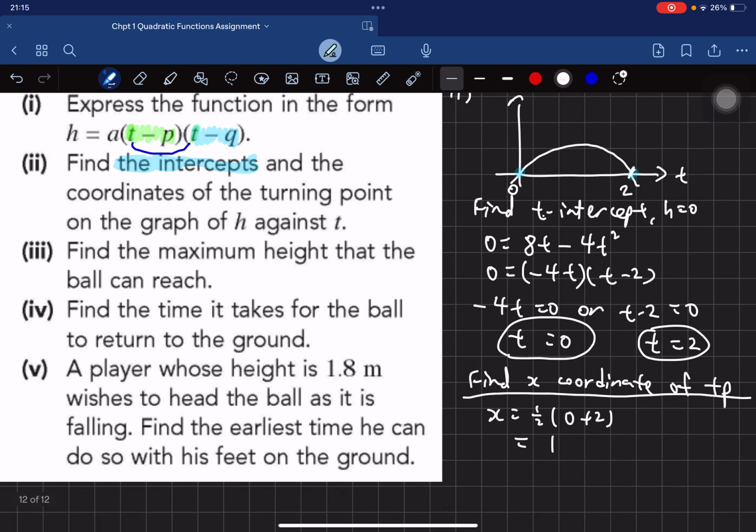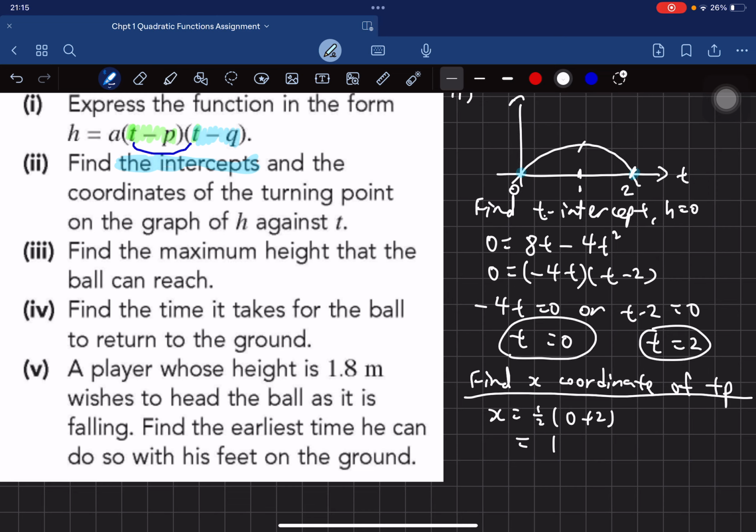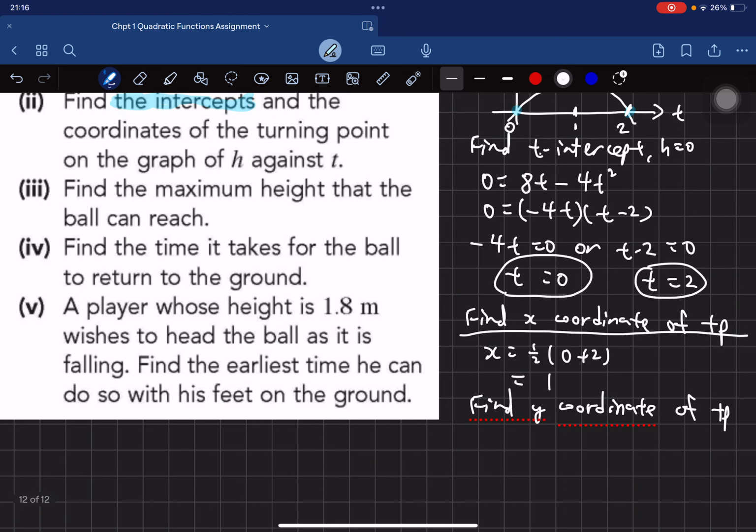Then find the y coordinate of the turning point. Here x is 1, and we want to find this value. So find the y coordinate of the turning point: y equals 8, substituting the 1 into the curve function.